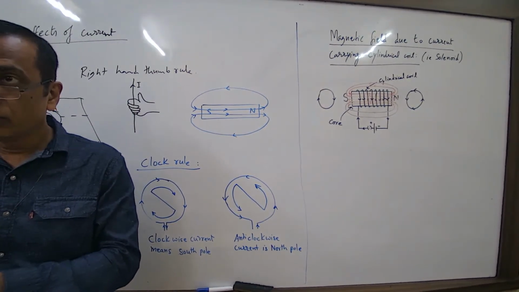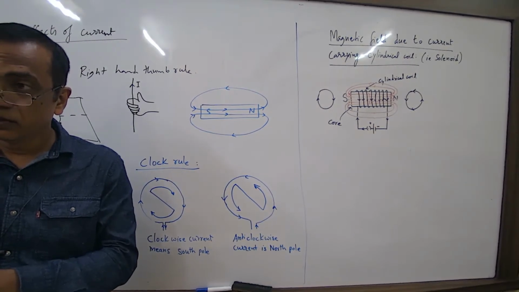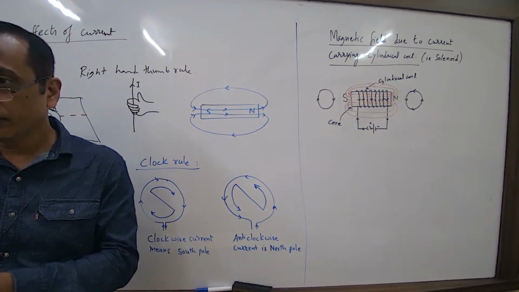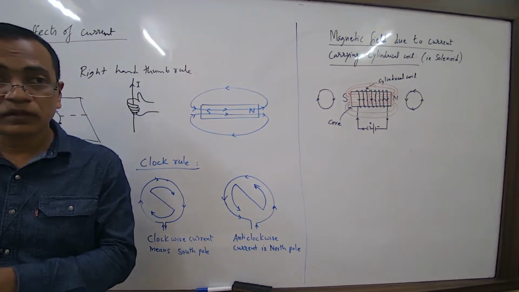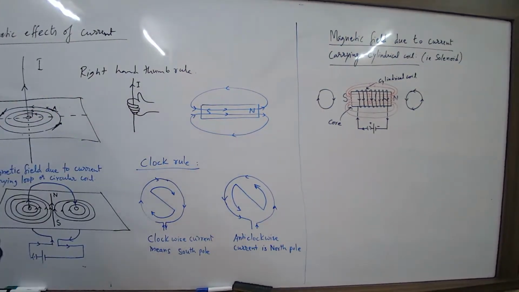So you have the magnetic behavior at will. It acts as a magnet at your command, not all the time. So there you have to use a soft iron. Okay, is it clear?